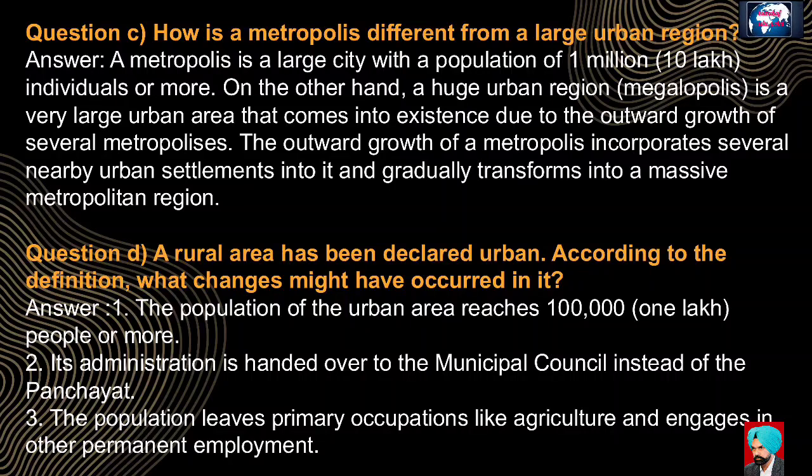Question D. A rural area has been declared urban. According to the definition, what changes might have occurred in it? Answer. The population of the urban area reaches 100,000 (1 lakh) people or more. Its administration is handed over to the municipal council instead of the panchayat. The population leaves primary occupations like agriculture and engages in other permanent employment.